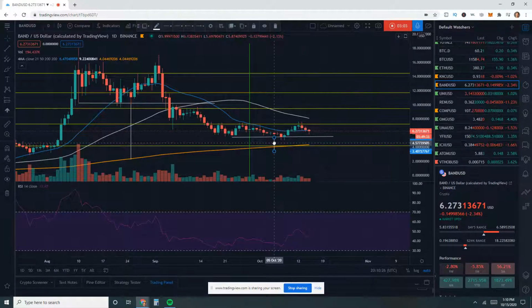So the neckline is kind of a rough estimate. I put a line where I get the most touches for support. And the measure target that I get is about 3.4.